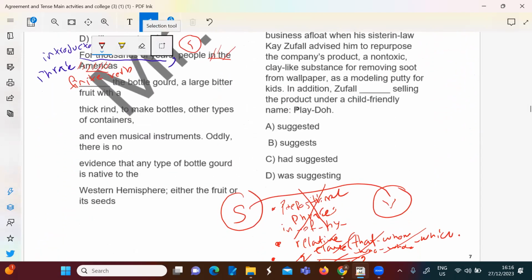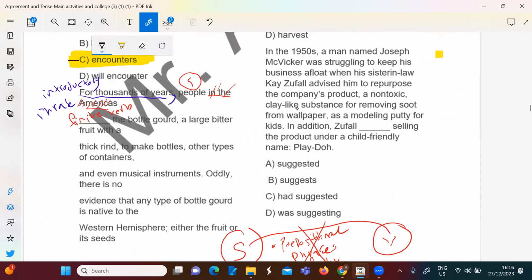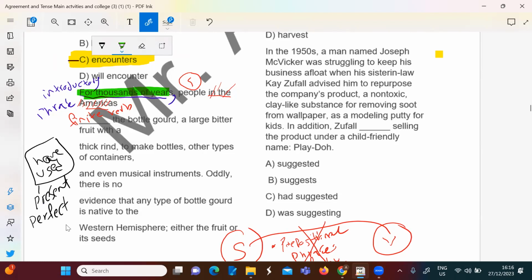Bravo. Just a sec. I will write it here. This is the present perfect, and it tells me have or has plus past participle. Why? Where is the clue here? Bravo, Ali. For thousands of years. So this action happened in the past, but lasted for some time. That's why we used the present perfect.